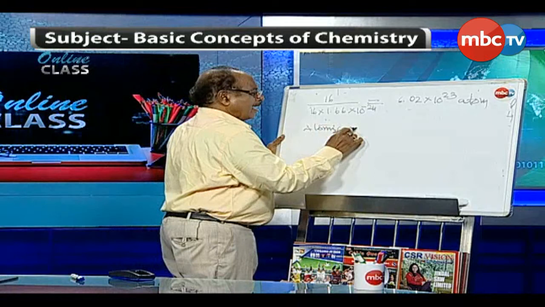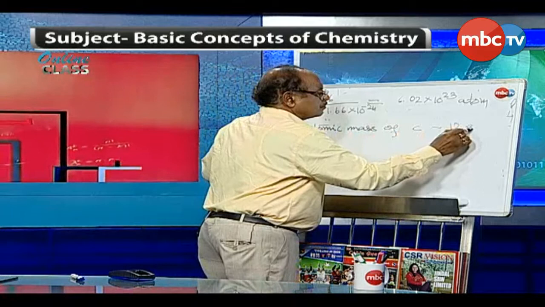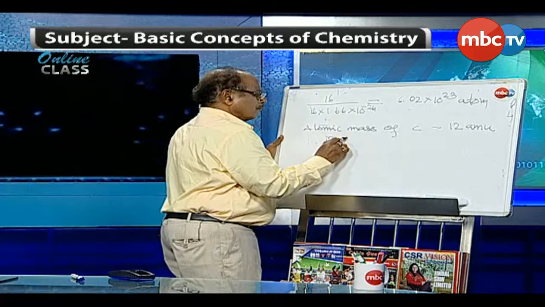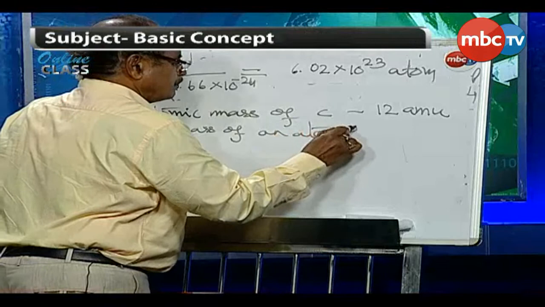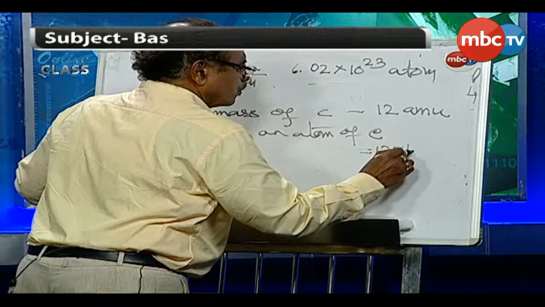Atomic mass of carbon is 12 amu. Therefore, the mass of an atom of carbon will be 12 into 1.66 into 10 to the power minus 24 grams.